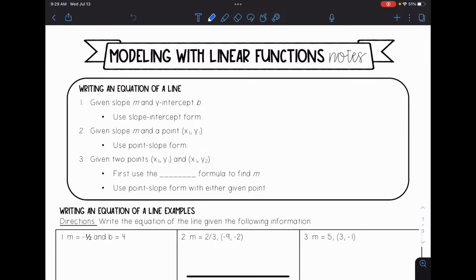Hello everyone, today we're going to be talking about modeling with linear functions. So for this first video, we're going to talk about writing an equation of a line. There are three different ways that we can write an equation of a line just based on the information given to us.